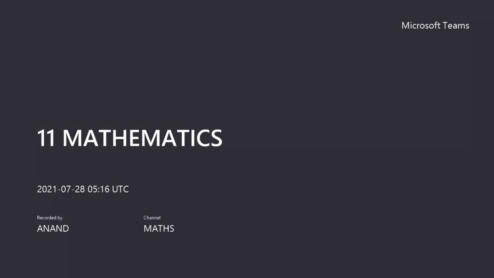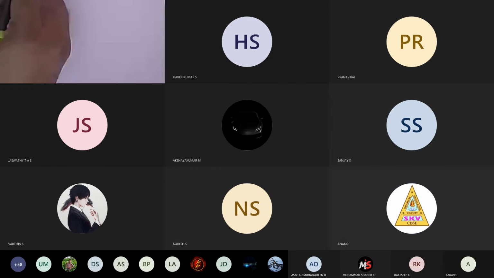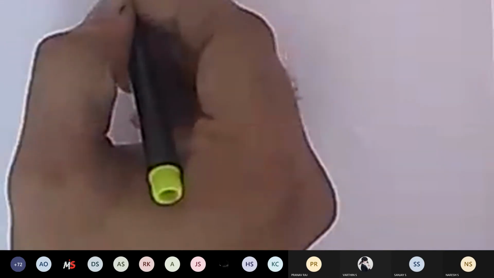2, 3, 4, 5. So how many numbers are there actually? 5 numbers they are giving. And they are asking us to find a 3-digit number out of 5 numbers. Right? The first one is repetition is allowed. The second one, without repetition. With repetition, how many possible ways are there? Without repetition, how many possible ways are there? That's the question.